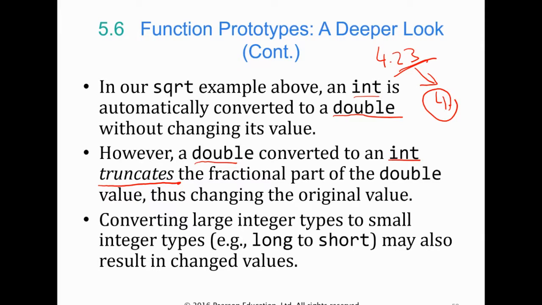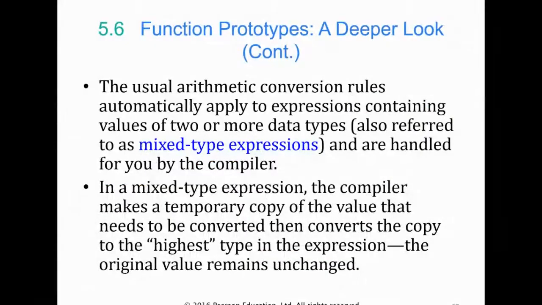Another issue might be if you're trying to convert, let's say, a long integer into a short integer, right? A long integer can store very large numbers. If your function call takes a long integer and converts it into a short integer, that may also cause loss of information, because your long integer might store a very large number like 2 million something, and when you go into a short, it can only store a value like 65,000. That can also cause problems, so you have to be careful about these, right?